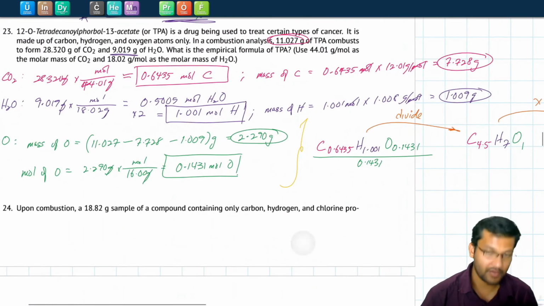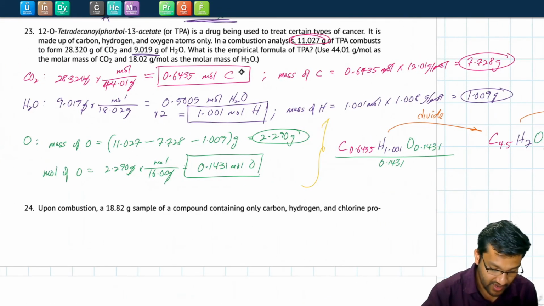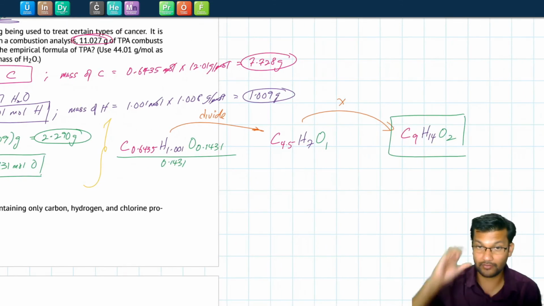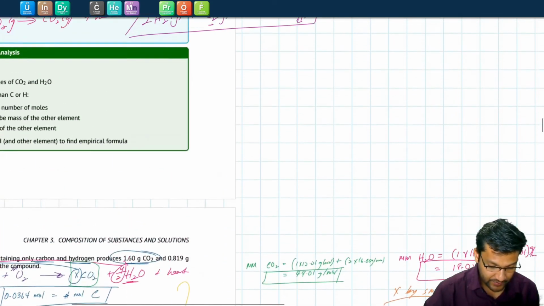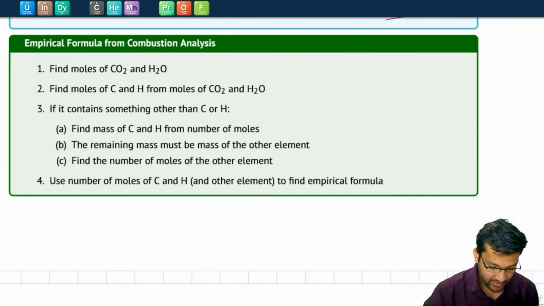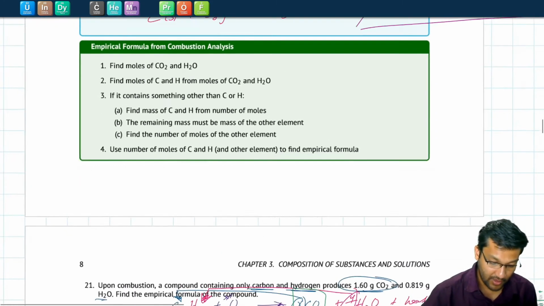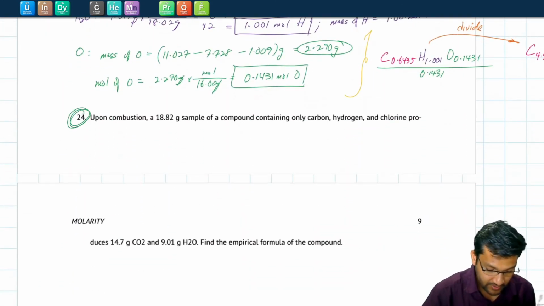It's a long way to get there, many steps, but we got there in the end. Number of moles of carbon, number of moles of water, then hydrogen, mass of carbon, mass of hydrogen to find mass of oxygen, moles of oxygen, pseudo formula, divide, then multiply, and we get our answer. Many steps, but I've outlined these steps up here. And again, the only way to get these down is to do many practice problems.